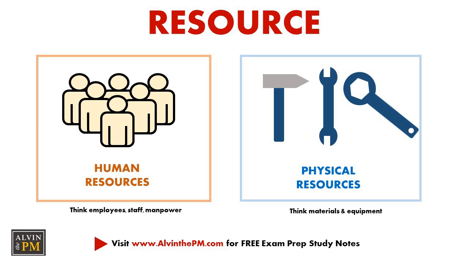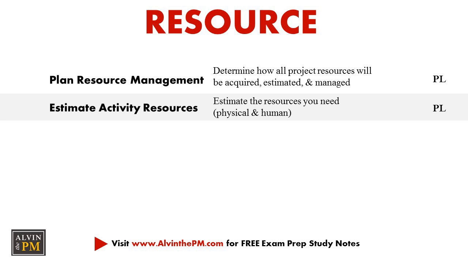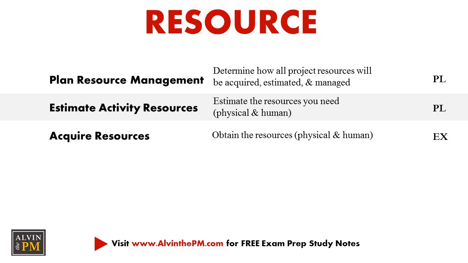Now let's dive into resource management. This is about acquiring and managing human resources, such as labor, staffing, and employees, as well as physical resources, such as tools, equipment, and materials. The first process is plan resource management, where we figure out how we'll get all of the resources for our project. Once we figure this out, the next step is to estimate the resources that we need, both human and physical resources. And the next step afterwards is for us to acquire these resources.